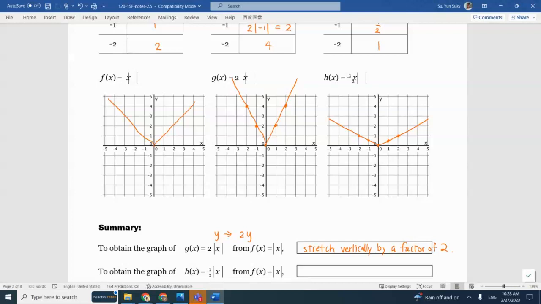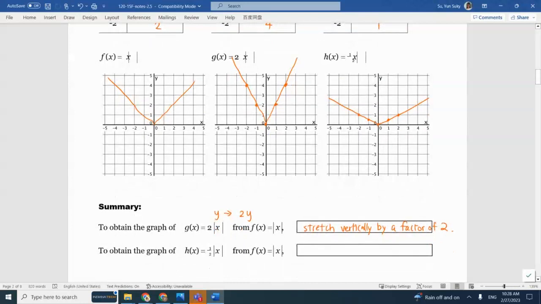So we get that. And then here, we're changing the y. We multiply by 1/2. So the y becomes 1/2 y. In this case, you either say stretch vertically by a factor of 1/2, or you say compress vertically by a factor of 2.